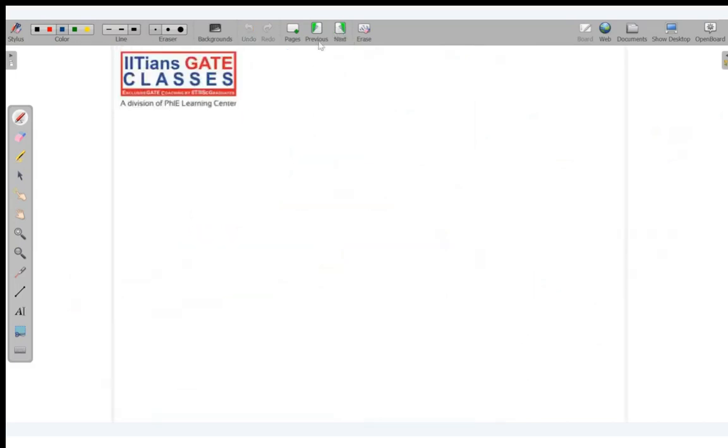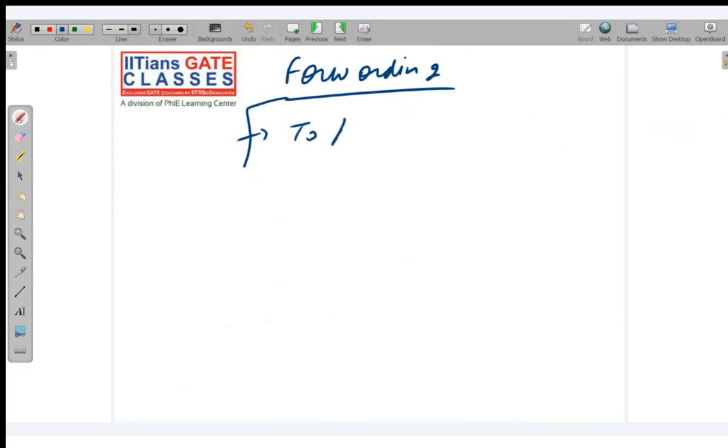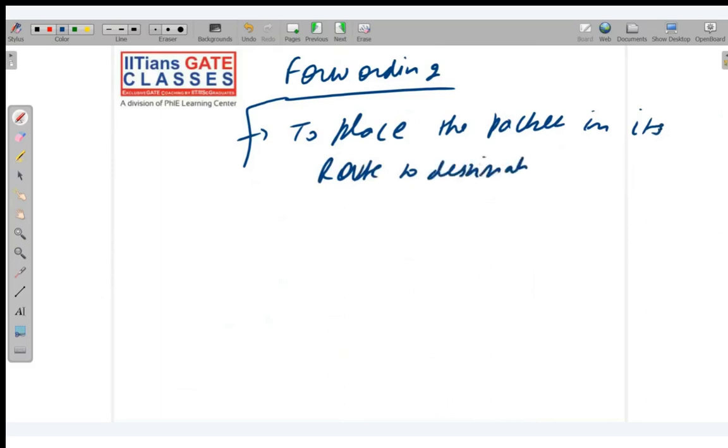So I'm jumping now. So next is forwarding. Forwarding means to place the packet in its route to destination. That is the basic meaning of forwarding. Okay, so how is forwarding done?